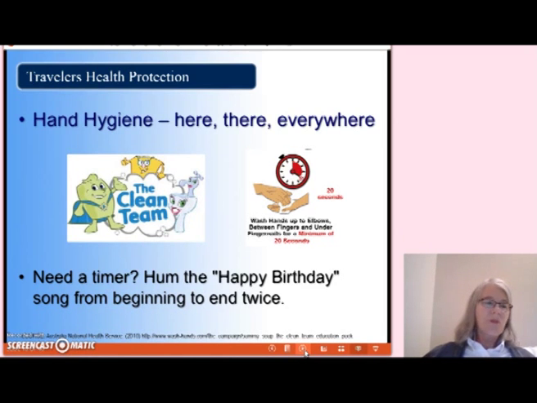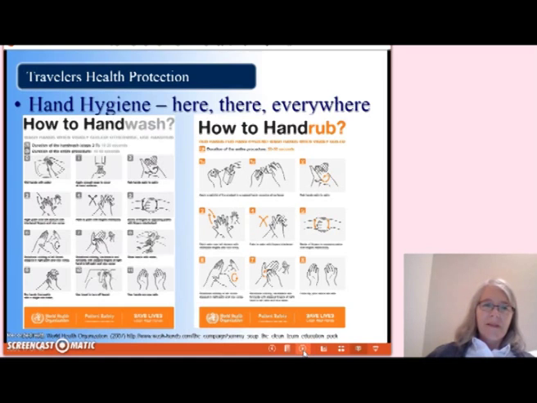They have excellent materials, songs and everything online. I know my grandchildren like this, they wash and they're humming Happy Birthday. And I must admit, my grandson is a bit of a speed washer. That's not going to help him be protected against infectious disease if he doesn't wash his hands for long enough. So the World Health Organization has the procedures for hand washing and hand rub.